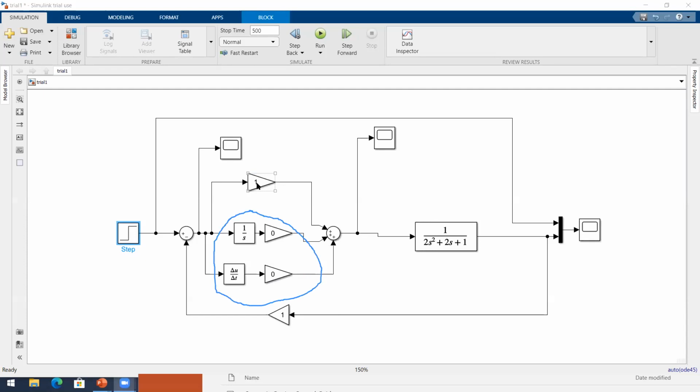Now I have 1 here and I have a transfer function here. So what will be the output? This is a closed loop transfer function, right? Yes, sir. So what is the closed loop transfer function for this? If this is Gc of s, and this is G of s, what will be the closed loop transfer function?